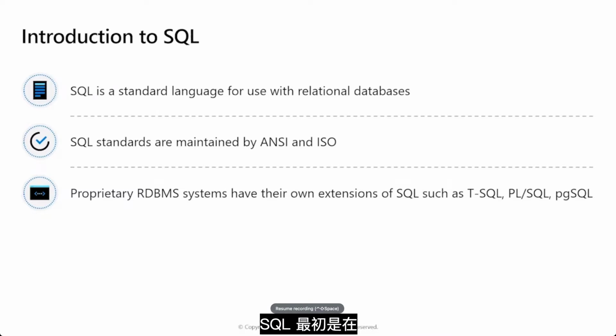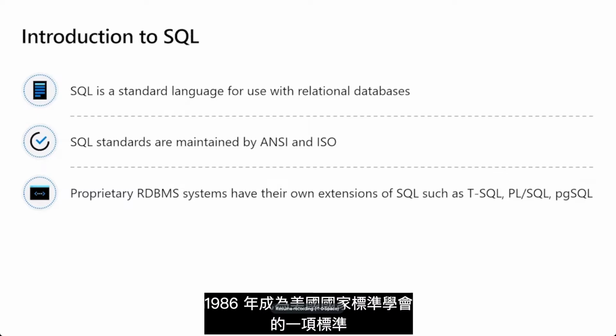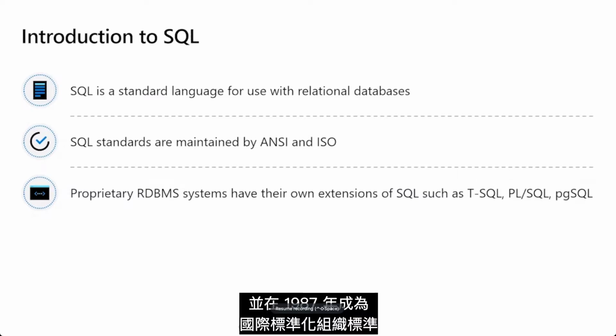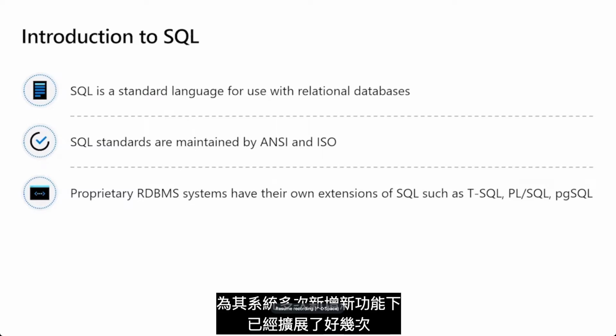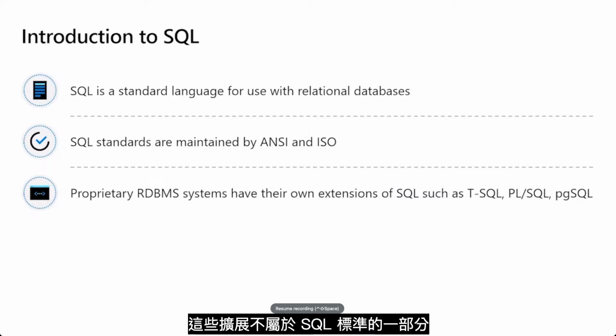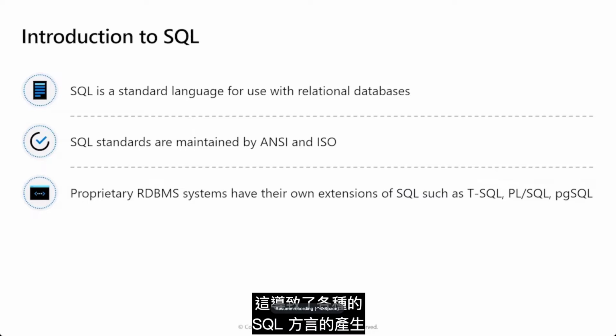Now, just a bit of fun history. SQL was originally standardized by the American National Standards Institute in 1986 and by the International Organization for Standardization in 1987. Since then, the standard has been extended several times as relational database vendors have added new features to their systems. Additionally, most database vendors have included their own proprietary extensions that are not part of the SQL standard, which has resulted in a variety of dialects of SQL.